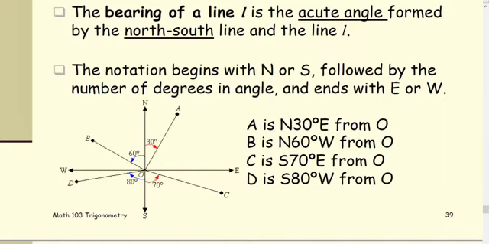For example, the position A is north 30 degrees east. So it is either north or south. In this case it is north, and the line L makes an angle of 30 degrees. That tells you the position A. Another case, for example, the position D is south 80 degrees west. Go down south, go over 80 degrees to the line L, and this is the position D.